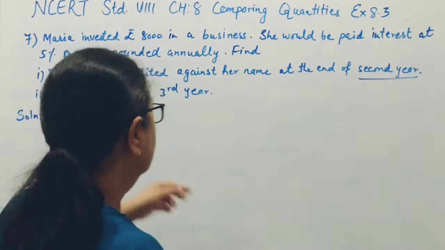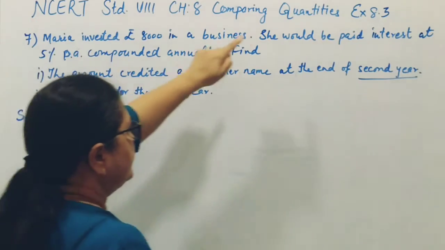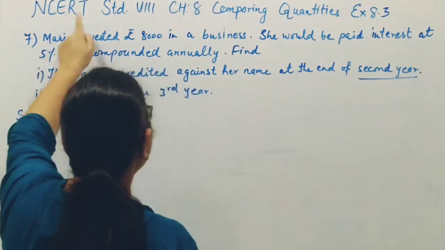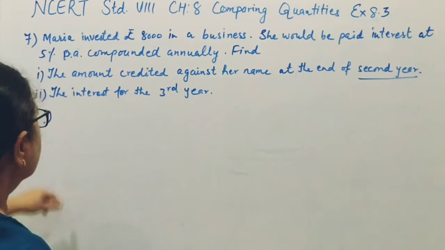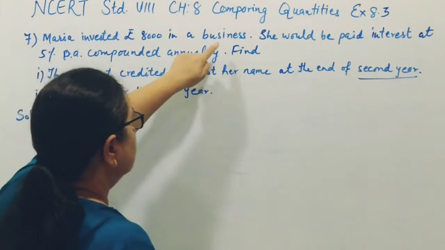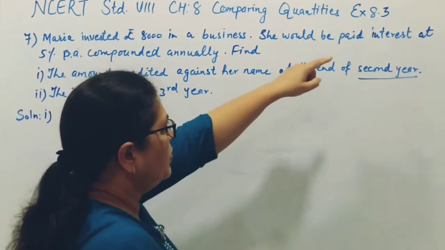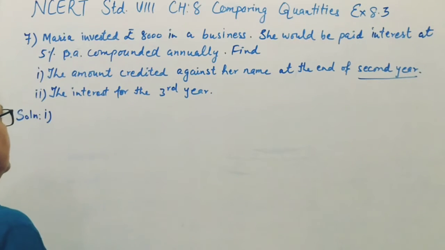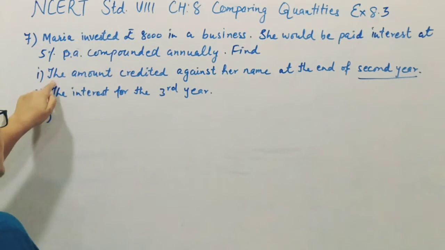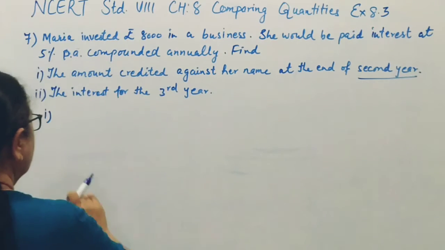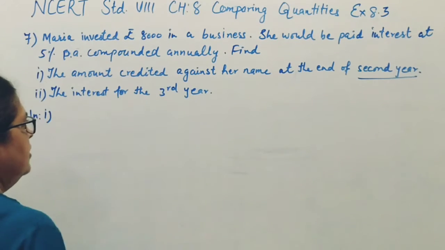Now we are going to start with question number 7 of Exercise 8.3, Chapter 8, Comparing Quantities, NCERT standard 8. The question is, Maria invested rupees 8,000 in a business. She would be paid interest at 5% per annum compounded annually. Find number 1, the amount credited against her name at the end of second year. Number 2, the interest for the third year.